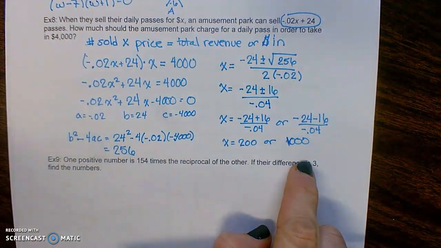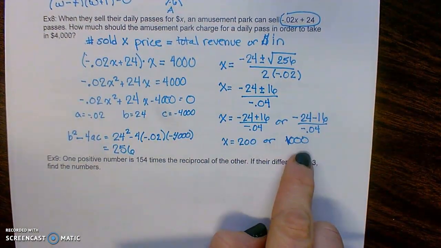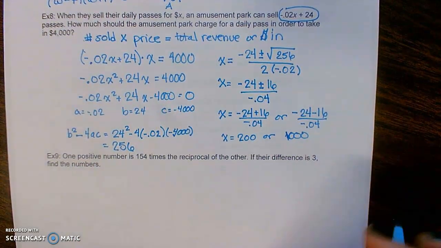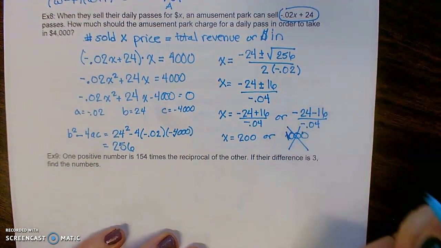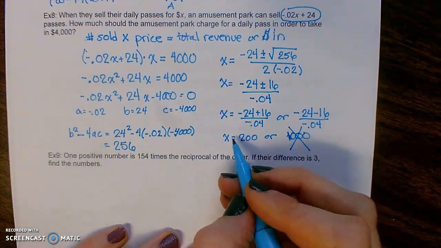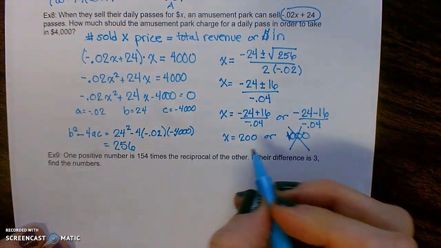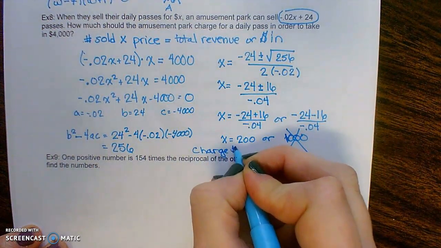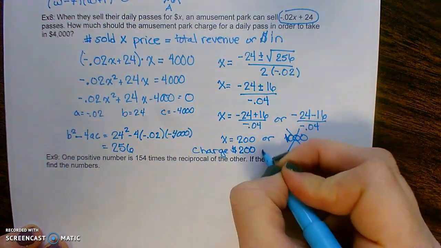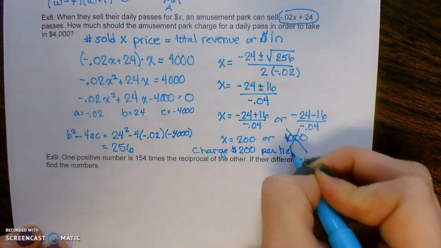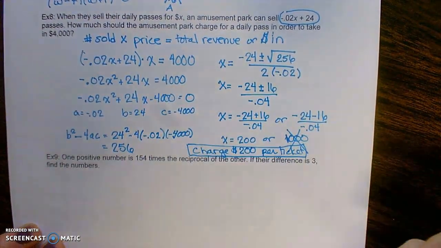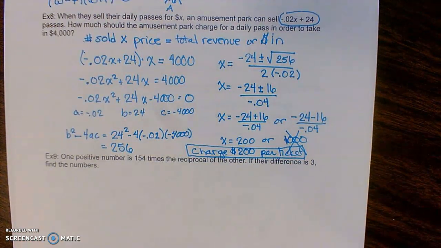One of these doesn't make a lot of sense. If you charge $1,000, you're only selling 4 tickets to make $4,000, and so I think that answer is not really realistic. So you're going to charge $200 per ticket, and that will allow you to sell more tickets and take in $4,000.